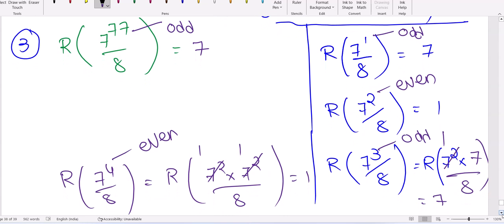This is actually called the cyclicity concept. After some powers, the same cycle is repeating. The same remainders are repeating. When something is repeating after some time, it's called a cyclicity process. In a cycle, we know after every round again we come to the same position. So, a cyclic process.